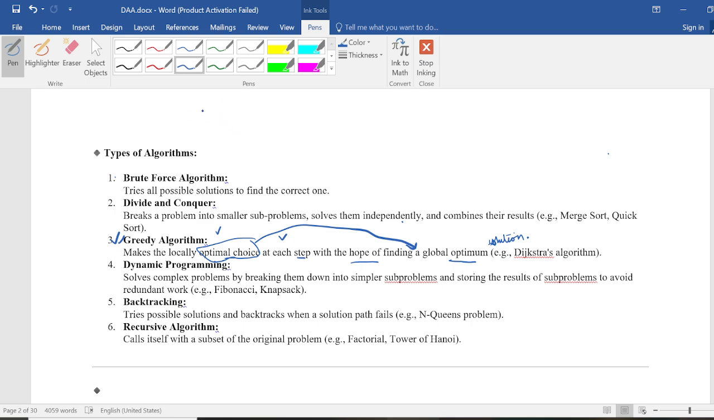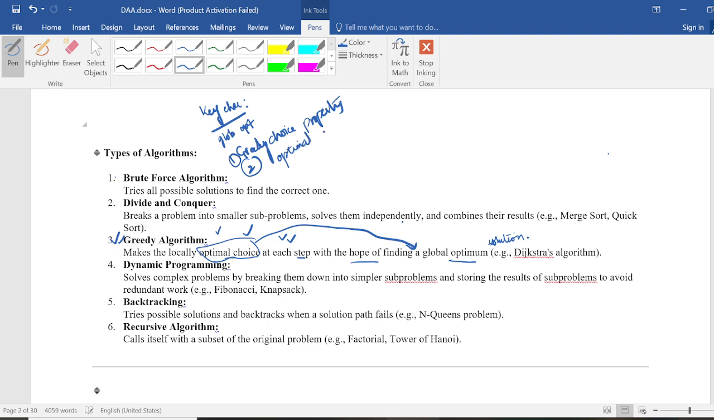So what are the key characteristics of this greedy algorithm? Greedy choice property: a global optimal solution can be arrived at by choosing the best option at each step. So the possibility of getting a global optimal solution is that it should opt for the best choice at each and every step. Greedy choice property is the first key characteristic, and the second one is optimal substructure.